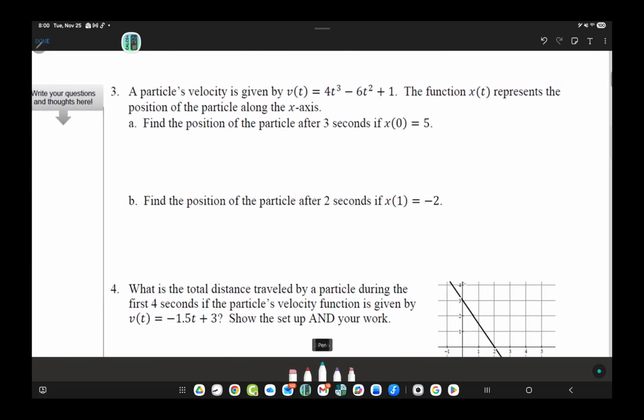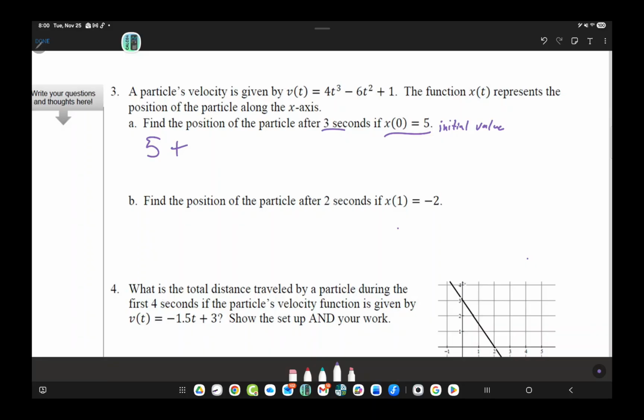Now, particle velocity is given by this function. The function represents the position of the particle along the x-axis. Find the position of the particle after 3 seconds if x of 0 is 5. Now, what this is telling us is this is our initial value. Okay, after 3 seconds, we want to know what is its position after it's already starting at 5, which means what do I have to do first? Well, I have to start at 5. Okay, so I'm already starting at the position of 5. My change in position, or my new position, is going to be whatever after that.